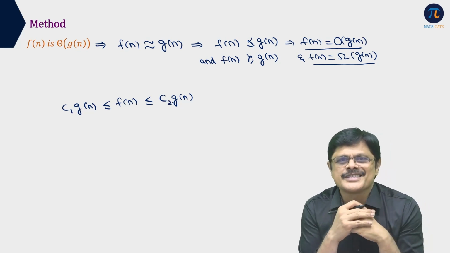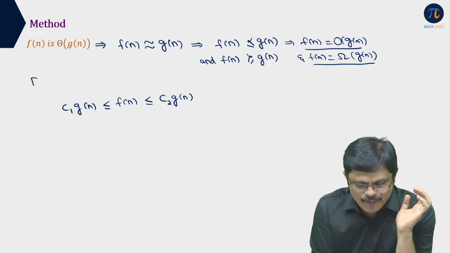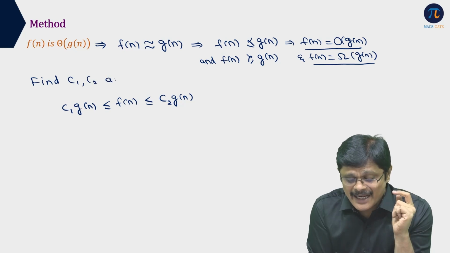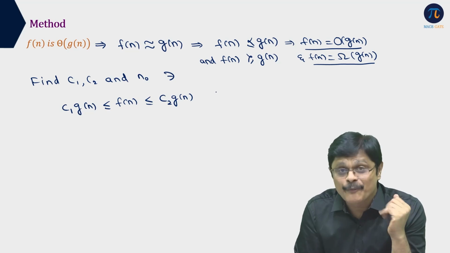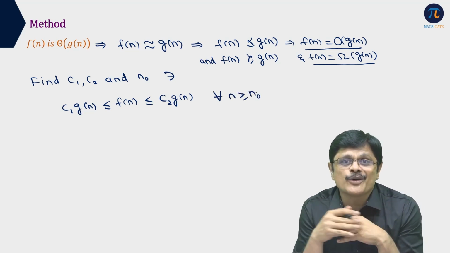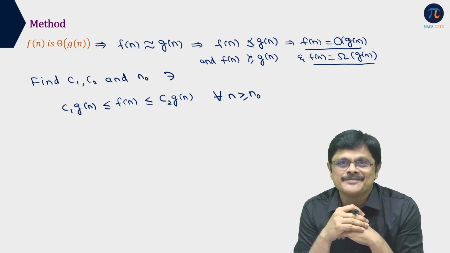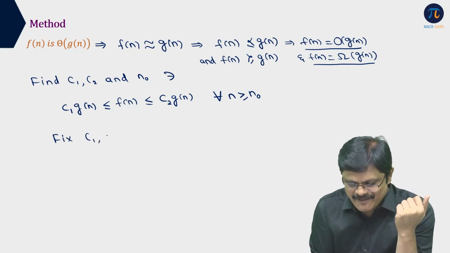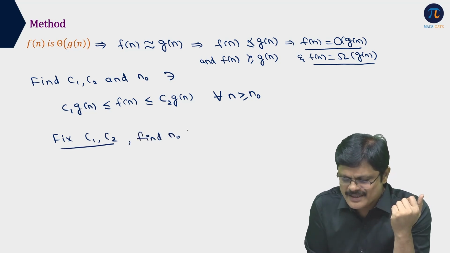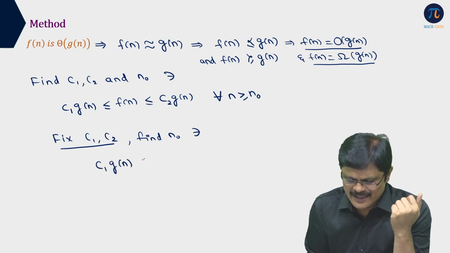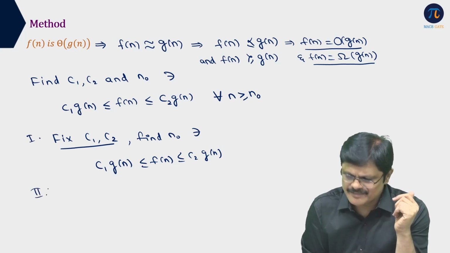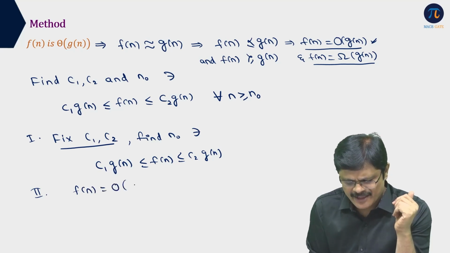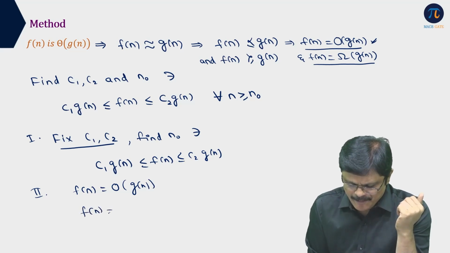So let us name two different constants, C1 and C2. This is what you have to prove. That is, we have to find not one constant but two constants, C1 and C2, and n naught, because this has to be true for sufficiently large n. When? For all values of n larger than or equal to n naught. So how are you going to prove it, sir? We fix C1 and C2 and find n naught such that C1 times Gn is less than or equal to Fn, which is less than or equal to C2 times Gn. This is one way of doing it. Or the second way is, you prove Fn is big O of Gn by the method we already learned, and you prove Fn is big omega of Gn, then obviously Fn becomes theta of Gn.